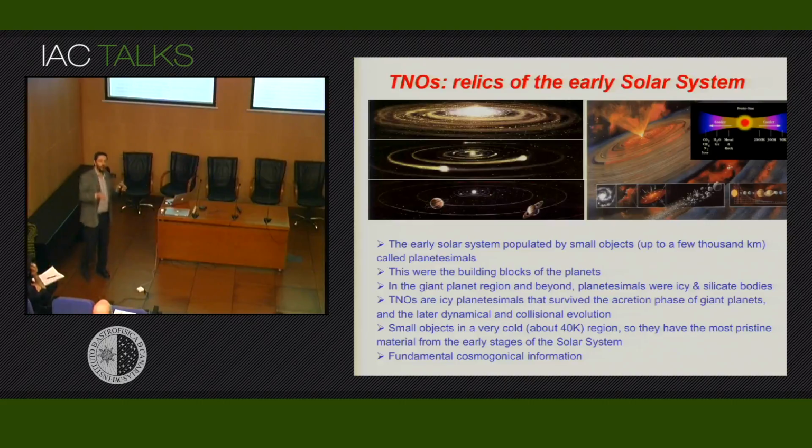These are small objects in a very cold environment, far from the Sun. So what we expect to find there is the most pristine material since the formation of the planets. So they have fundamental cosmogonical information. We have a lot of information about which materials, and the states of the materials, in the early formation of the solar system.